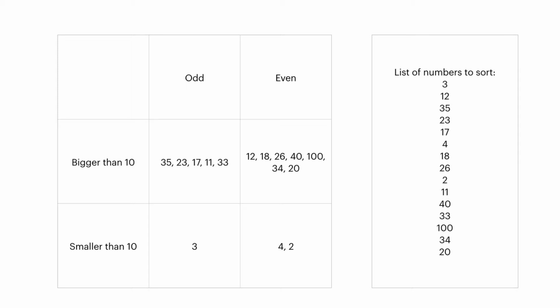Numbers that are smaller than 10 and are odd numbers, well, there's only one and it's number 3. And numbers that are smaller than 10 and are even numbers, we've got number 4 and number 2. So check your work and make sure you've got all the numbers in the correct groups.